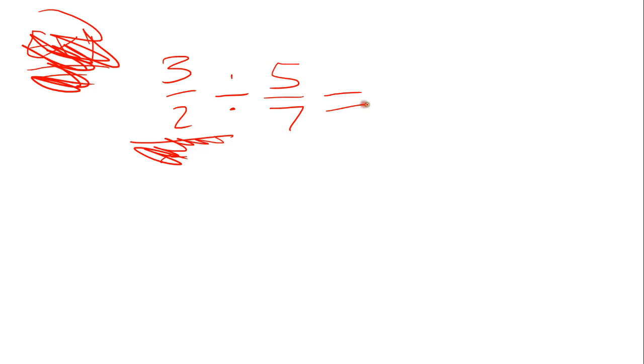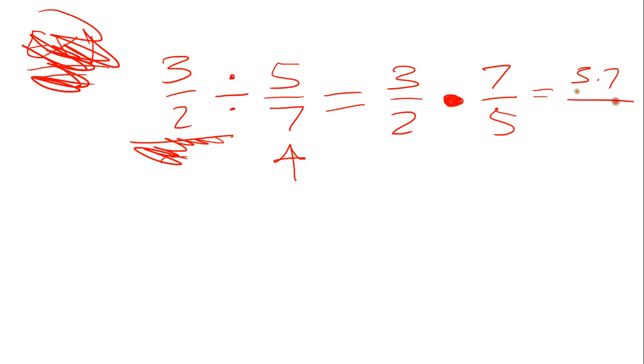When we first learned how to divide fractions, we learned how to multiply first, because if you could do one, you could do the other. Basically, you flip the second one and replace your division with multiplication. So you have 3 halves times 7 over 5. You just multiply by the reciprocal. It's going to be 3 times 7 over 2 times 5, which is 21 over 10. Okay, so that's all you do.